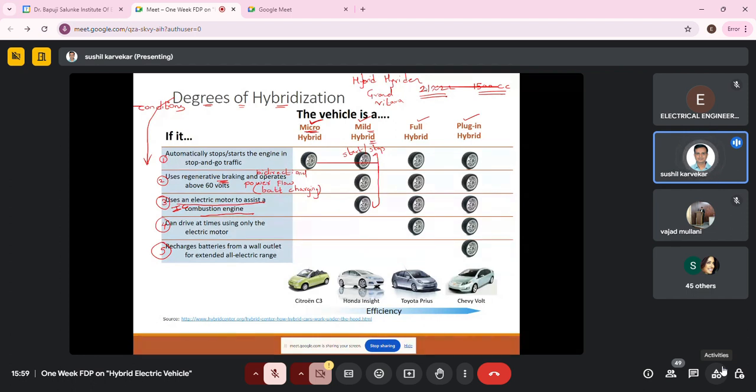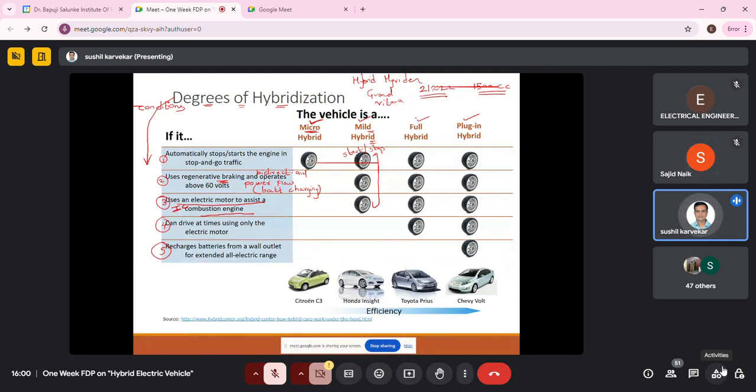Typically for a 1500 cc IC engine based vehicle, the average would be around 12 to 13. So when we use the electric component and battery component together, we can get a substantial increase in mileage, around 8 kilometers per liter. Yeah, that's correct. So that is mild hybrid, and this is something we should always keep in our mind.